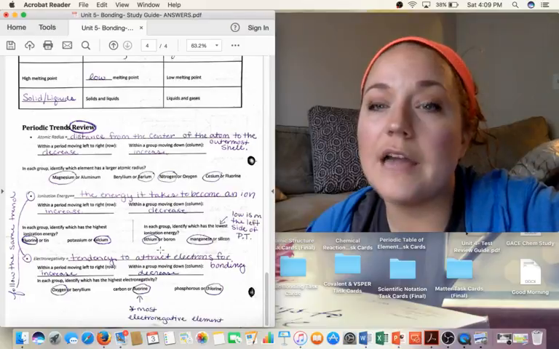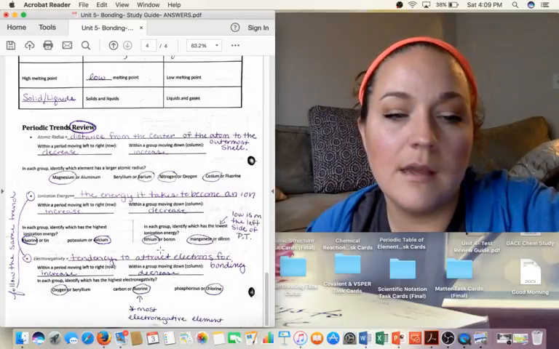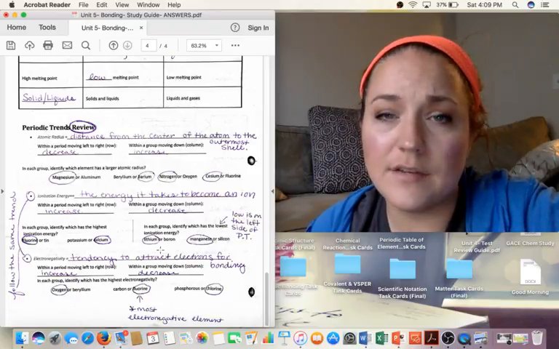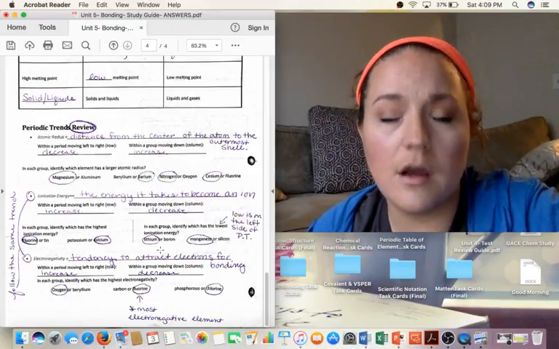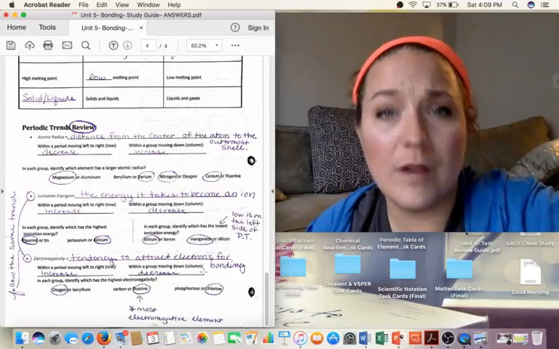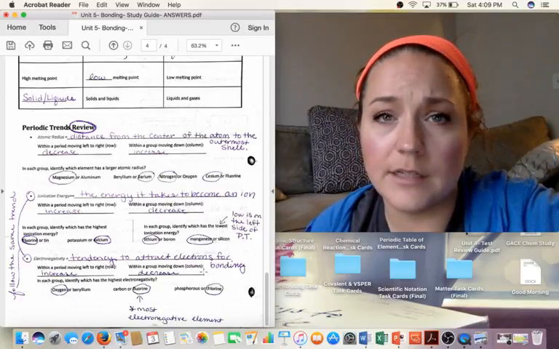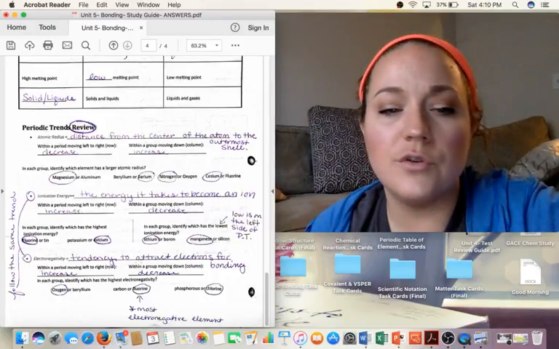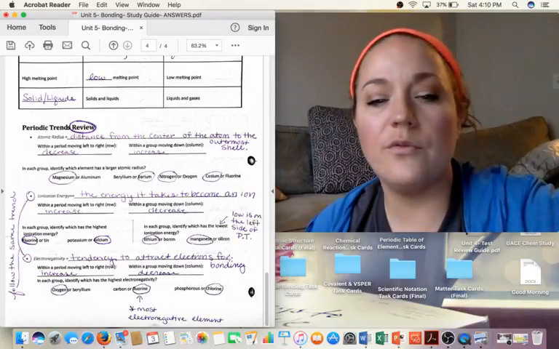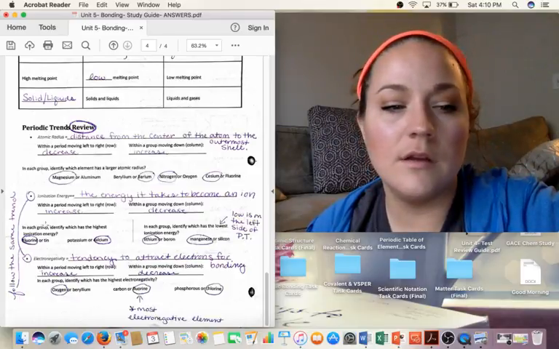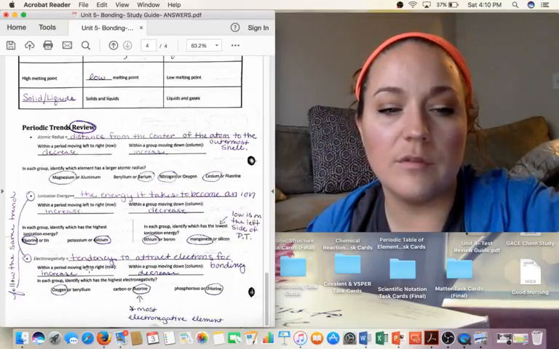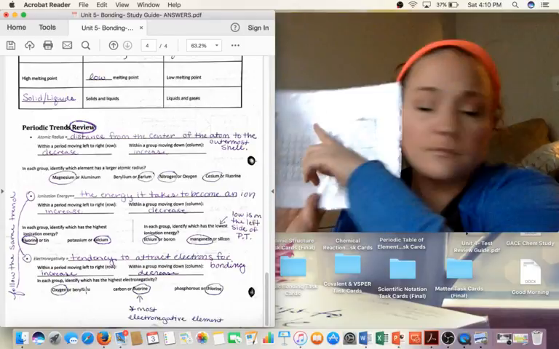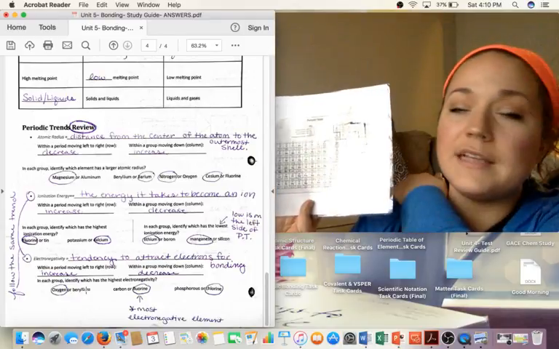Then electronegativity. So even though ionization energy and electronegativity have the exact same trend pattern on the periodic table, what is happening in their meaning is different. So electronegativity is the tendency to attract electrons for bonding. So within the period moving from left to right, they increase. Within the columns, going up and down, they decrease.